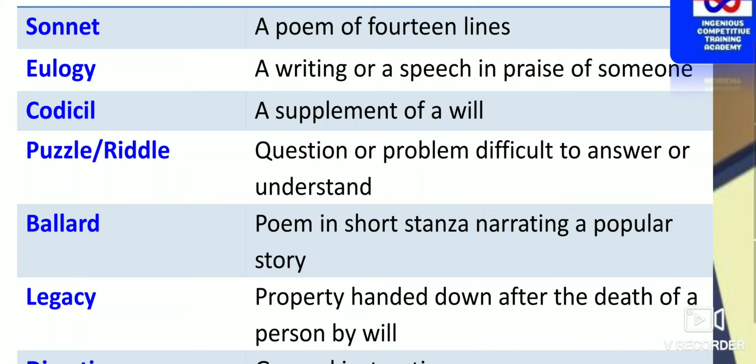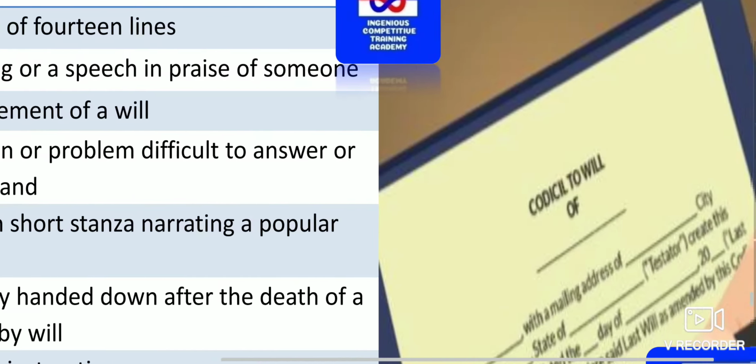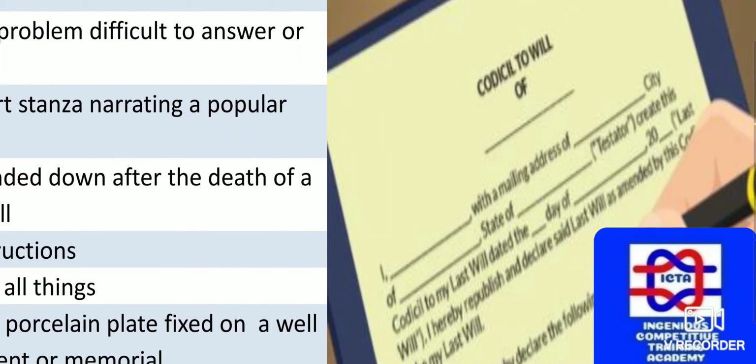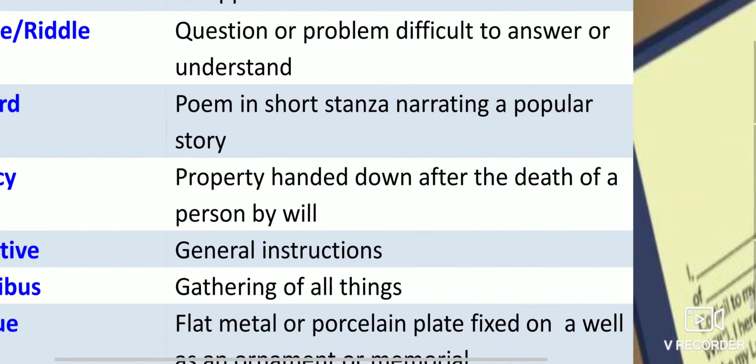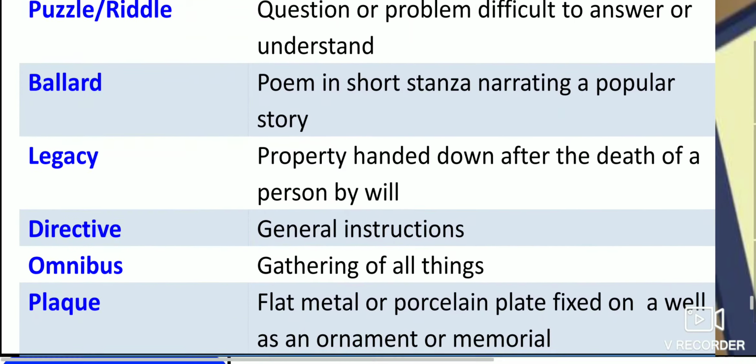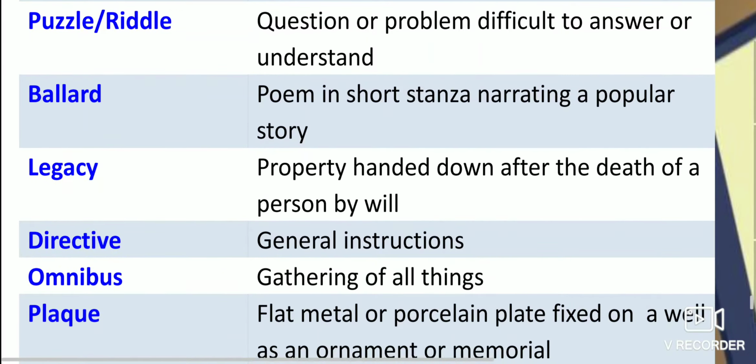Eulogy means a writing or a speech in praise of someone is known as eulogy. Codicil means a supplement to a will is known as codicil. As you can see, the codicil is added to the will of someone, to give someone assurance. Next we have puzzle or riddle, meaning a question or problem difficult to answer or understand, is known as puzzle or riddle.